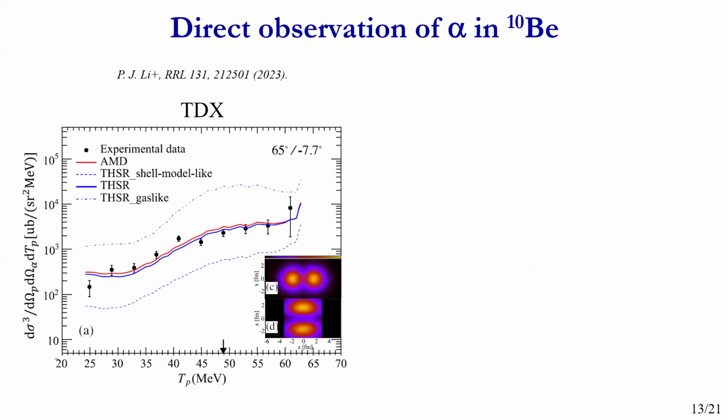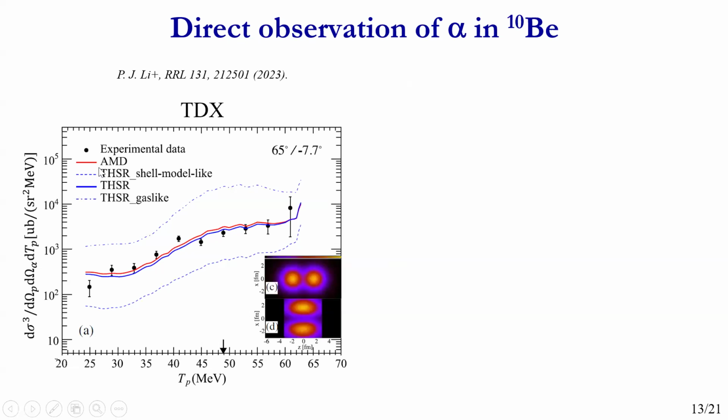And okay, this is the observation of alpha clustering of a neutron-rich nucleus, beryllium-10, in inverse kinematics. And we showed that the cross section, this is a triple differential cross section.